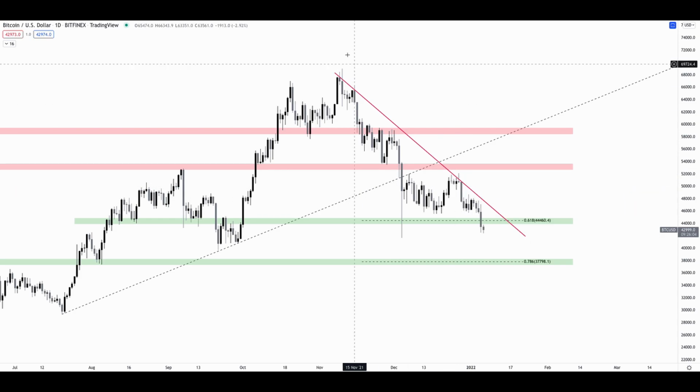The reason connecting the bodies is important is because I feel like it provides a better perspective of where the real resistance lies, right? So as you can see, the price failed to break above this trend line, and that's what caused this massive bearish engulfing candle to form.